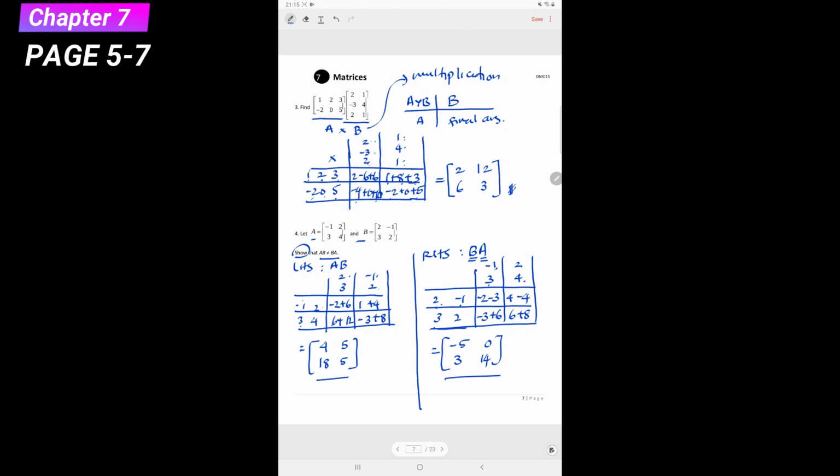Are they the same? No, they are not the same. So kita boleh buat conclusion. AB kalau kita darab takkan sama dengan B yang didarab dengan A. So dia tak sama kiri kanan. So this one is shown.